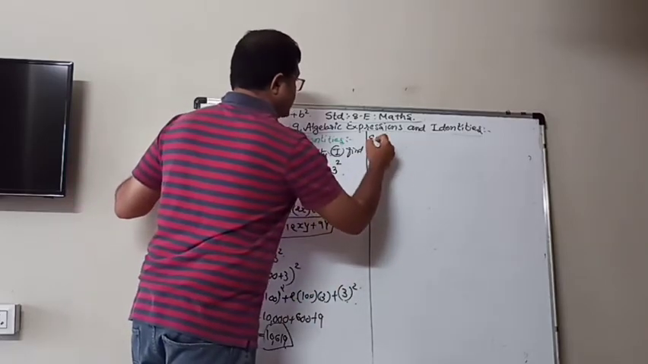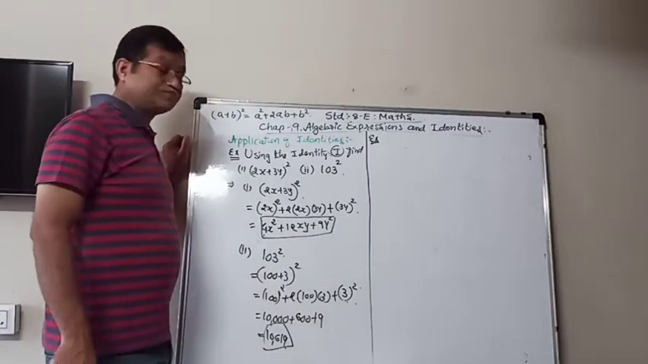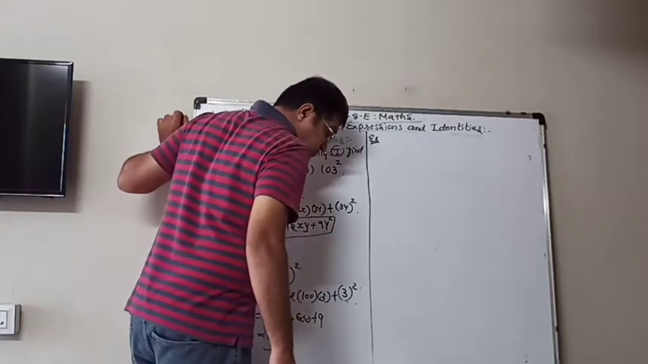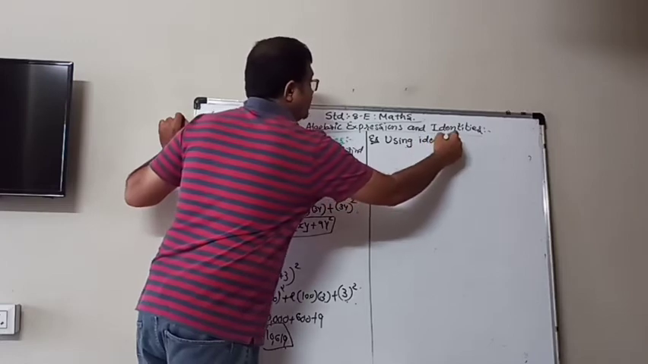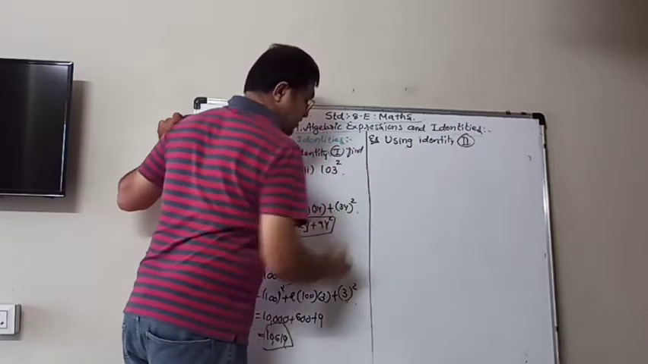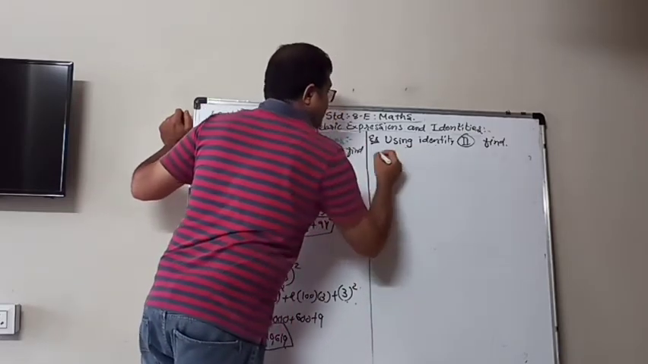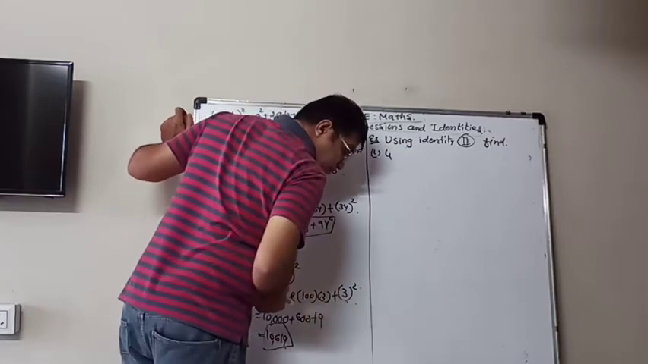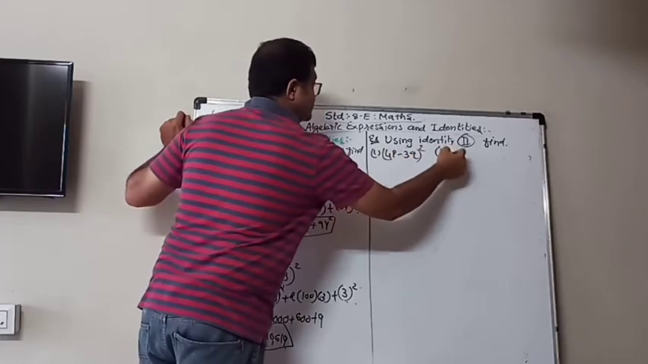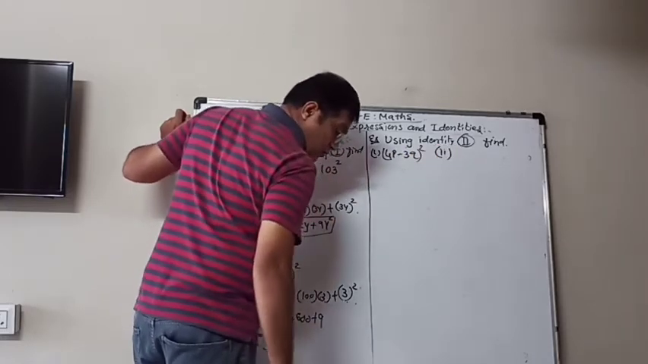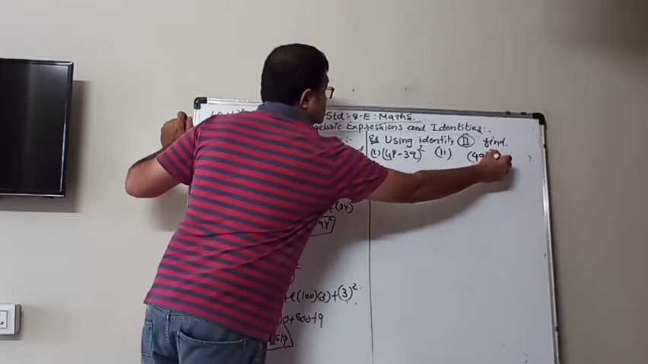Now another example, which will be based on identity number 2. The question is: using identity 2, find first (4p minus 3q) whole square, and second 49 square.